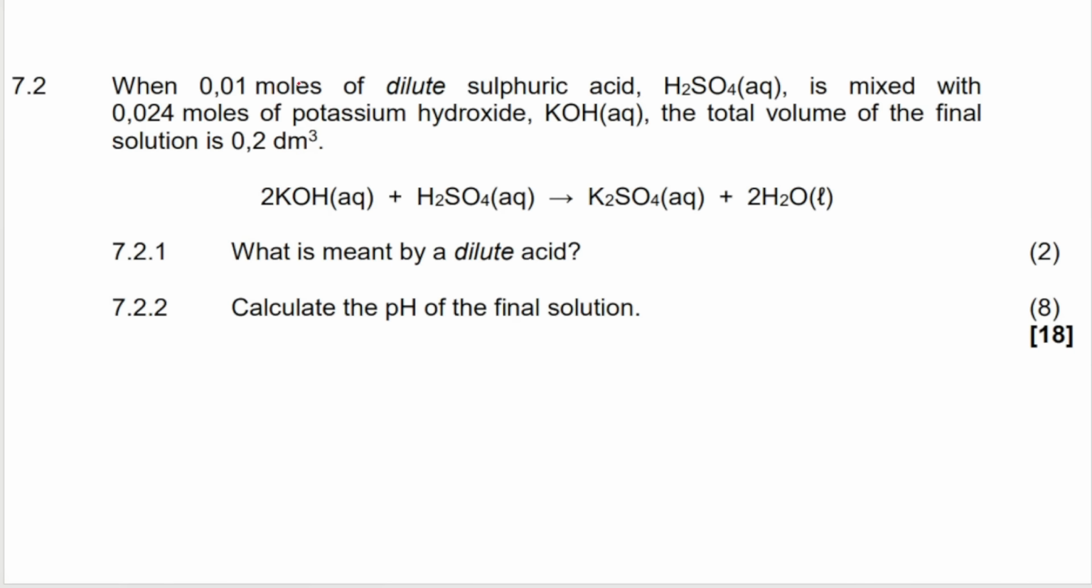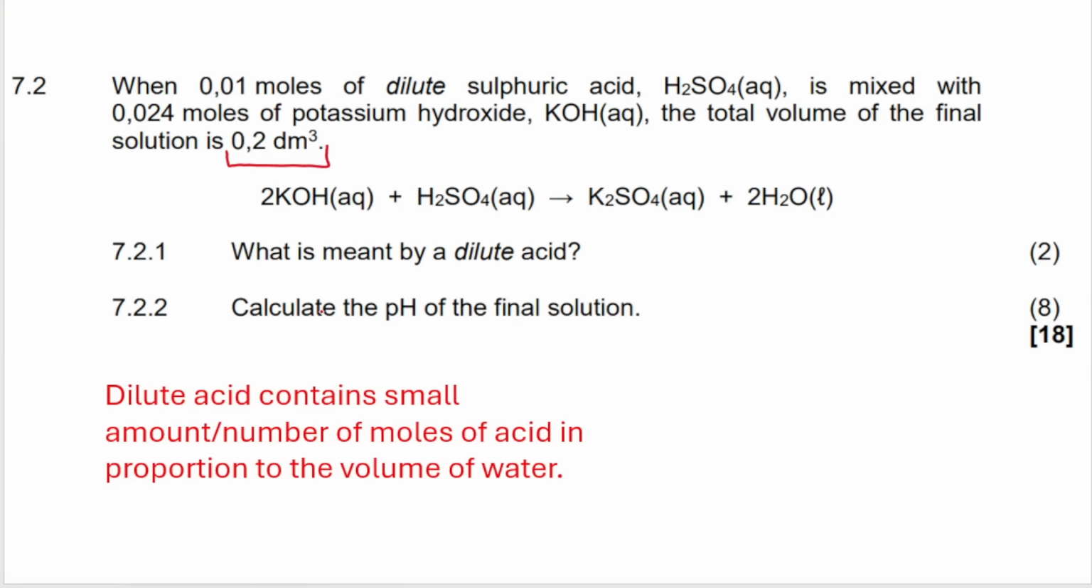Okay, 7.2. When 0.01 moles of dilute sulfuric acid is mixed with 0.024 moles of potassium hydroxide, the total volume of the solution is 0.2 cubic decimeters. So once they add the acid and the base together, the total volume is that. First of all, they ask what is meant by a dilute acid. So this is essentially a definition.